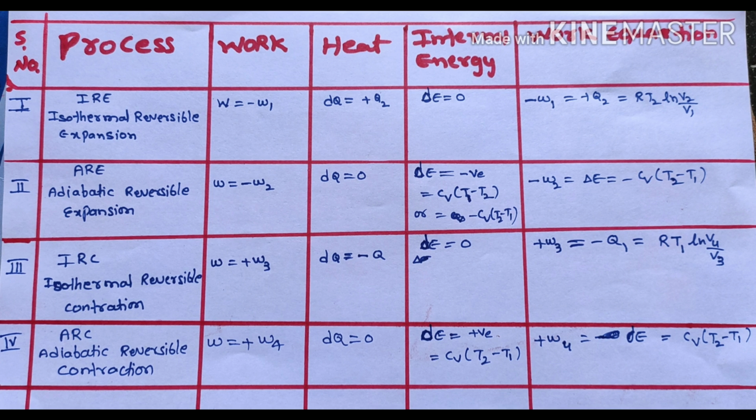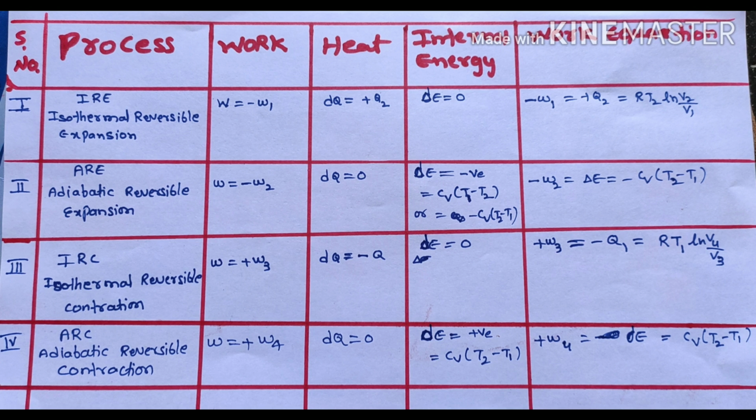The first step of the Carnot cycle is the isothermal reversible expansion. In this case the work is done by the system, so work gets the negative symbol, so W becomes minus W1. In this one the system absorbs heat, so the Q2 amount of heat is supplied to the system, and in the isothermal process the change in the internal energy is 0. So the work done by the system, minus W1, is equal to Q2, which is equal to RT2 ln V2 by V1.